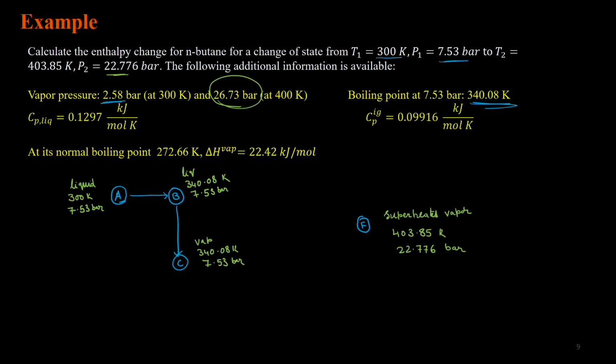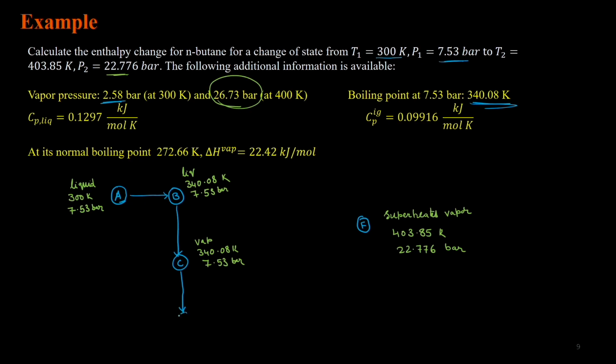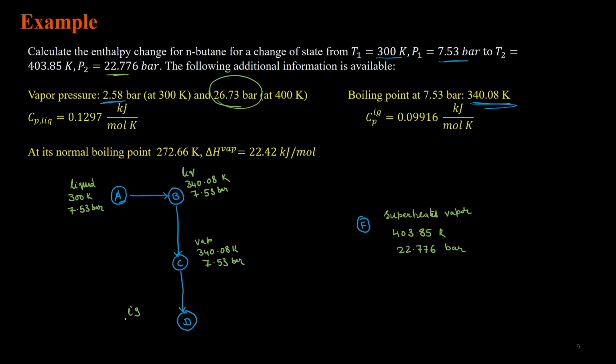From state C, this is a real vapor, a non-ideal vapor. It is not going to behave as an ideal gas. So I'll take this vapor and move it to an ideal gas state. Let's call that state D, an ideal gas state at 340.08 Kelvin and 7.53 bar. The same conditions, but now in an ideal gas state.